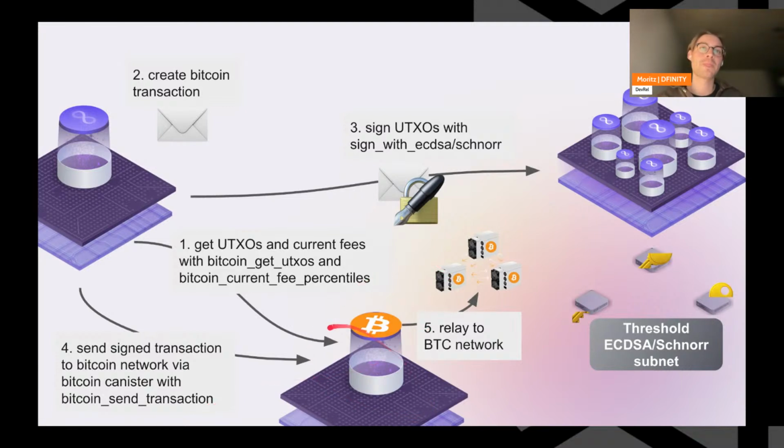And then the nodes in the subnet, the Bitcoin activated subnet, through the Bitcoin adapter relay our transaction to many other nodes in the Bitcoin network. And that's basically it. So from a high level perspective, very straightforward and relatively simple, I would say.